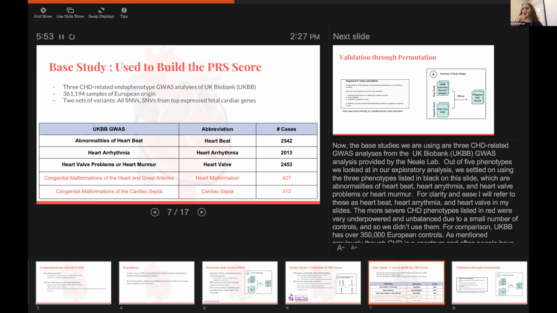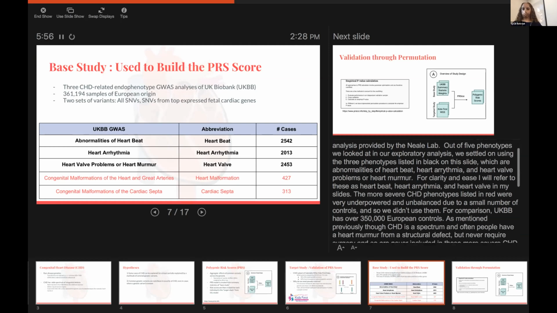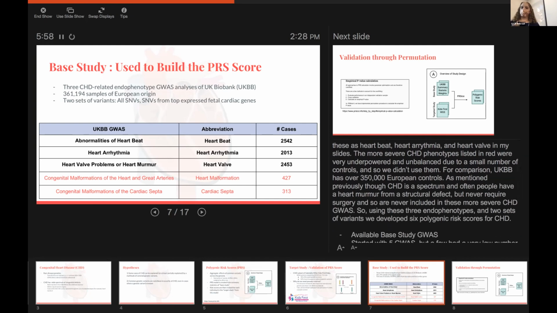The GWAS results weren't very robust. As mentioned previously, though, CHD is a spectrum, and often people might just have a heart murmur. So using endophenotypes is actually good at capturing both severe and less severe cases. Those three that we're using are examples of endophenotypes. Using these three endophenotypes and two sets of variants, we developed 6 polygenic risk scores for CHD.